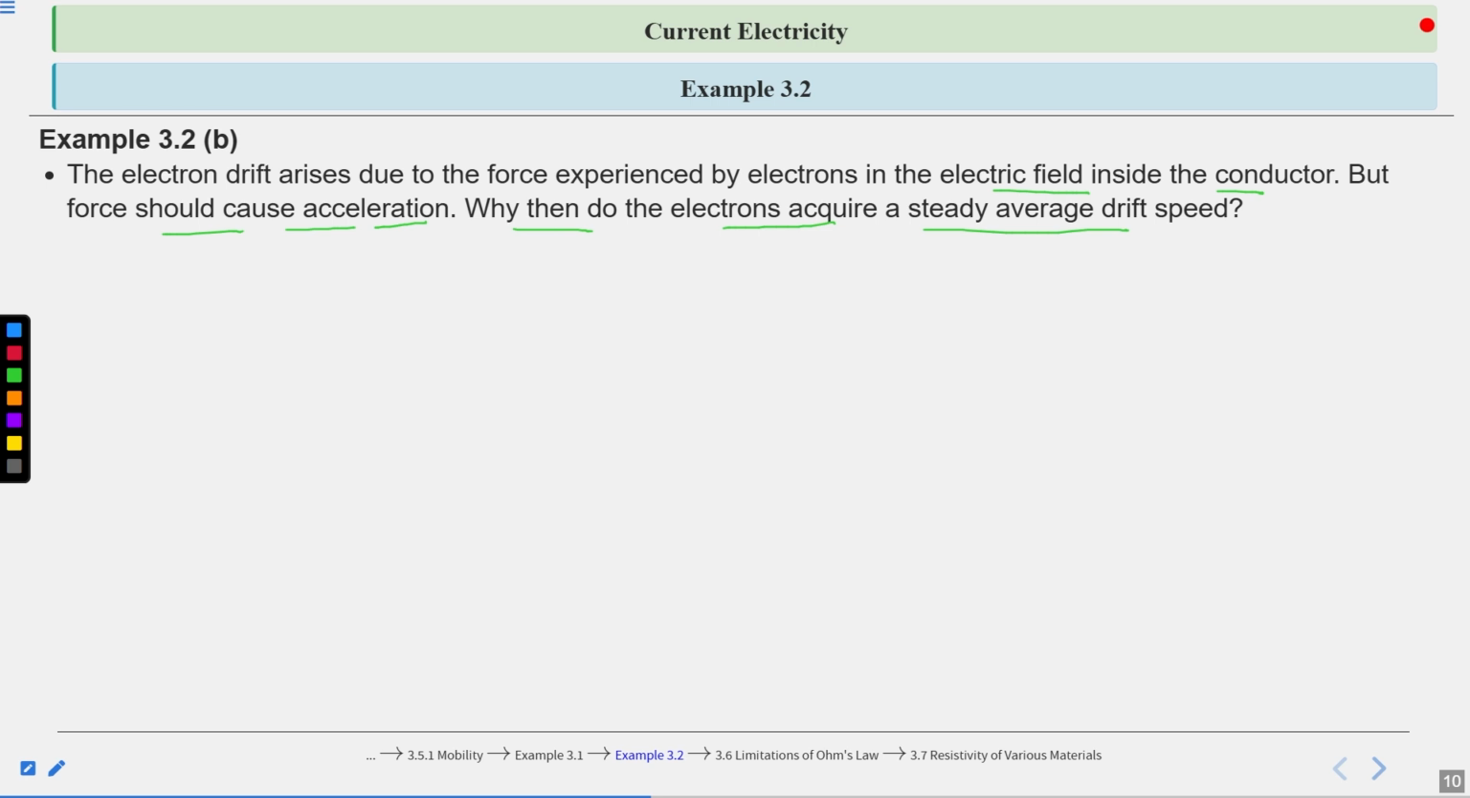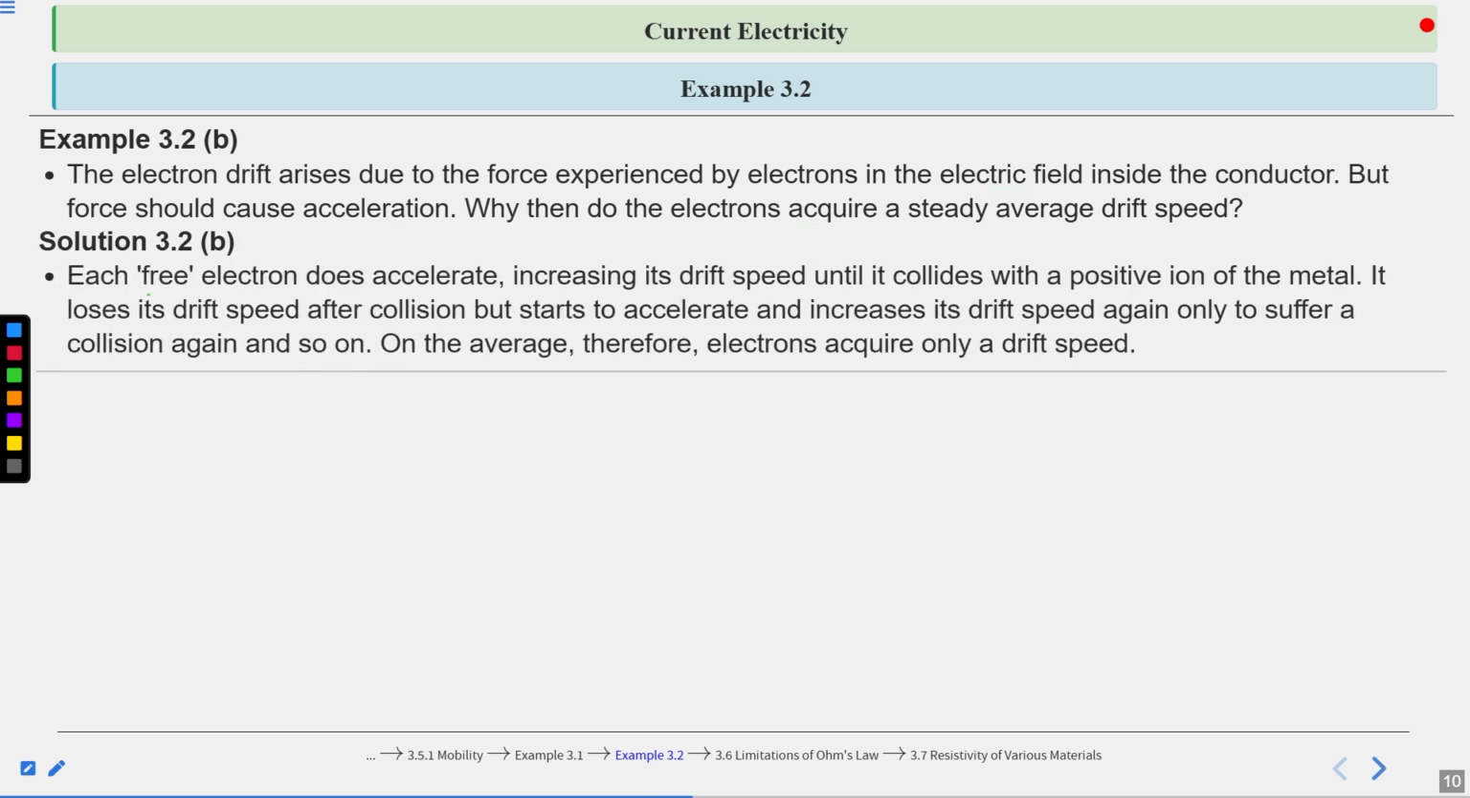It is different. So when an electron goes from one collision to another, the velocity before the second collision is Vi, and it is different for every electron. So we have taken the average of all those different velocities. That is the reason we are taking a steady average drift speed and not taking acceleration.